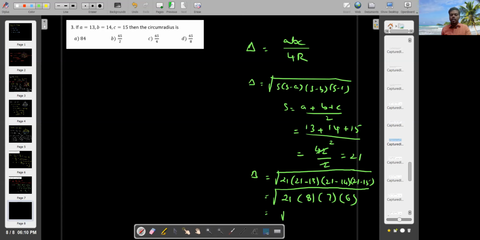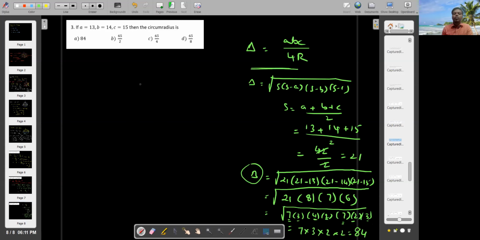So 21 can be written as 7 times 3, 8 is 4 times 2, and 7 into 6 is 2 times 3. So from equal two factors, one can be taken out to find its square root. So 7 into 3 into 2 into root 4, whose value is 2. So the value is 4 times 3 is 12, 12 times 7 is 84. So the area of the triangle is 84.